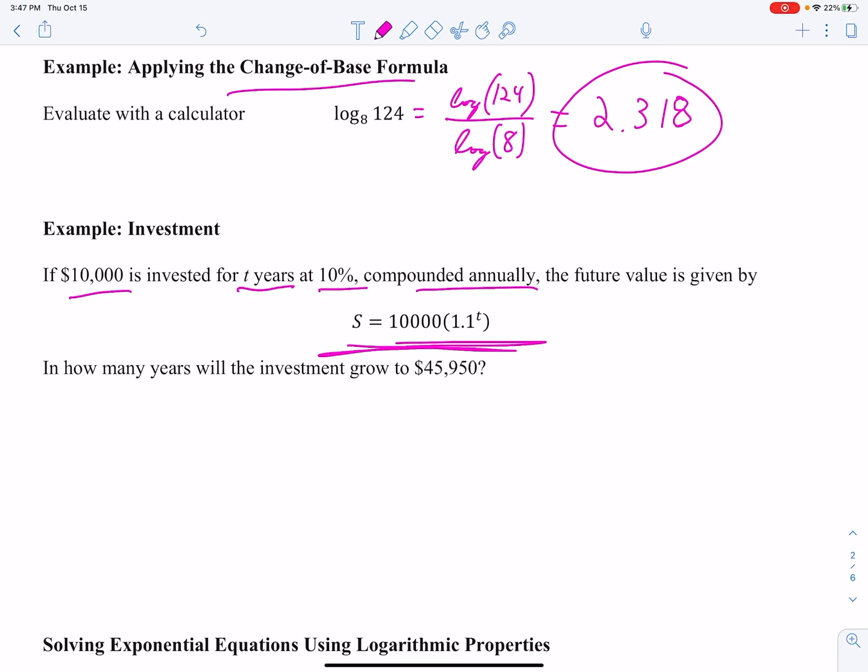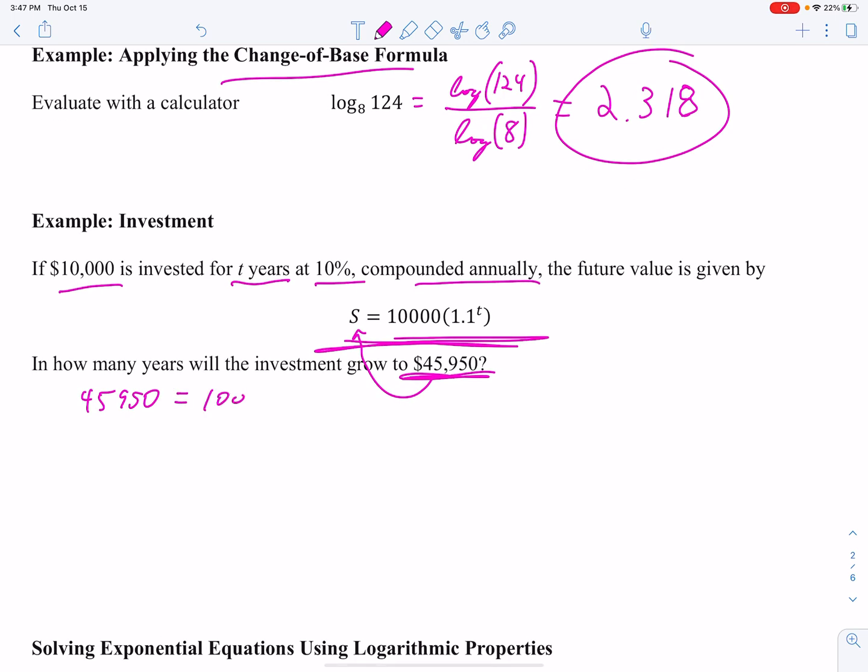Okay, so let's do that. They're saying the future value, this S value, is 45,950. So we're going to plug that number in for S and then solve for T. 45,950 equals 10,000 times 1.1 to the T. And again, make sure you use your parentheses properly, just like I did here. Okay, so we'll divide by the 10,000.